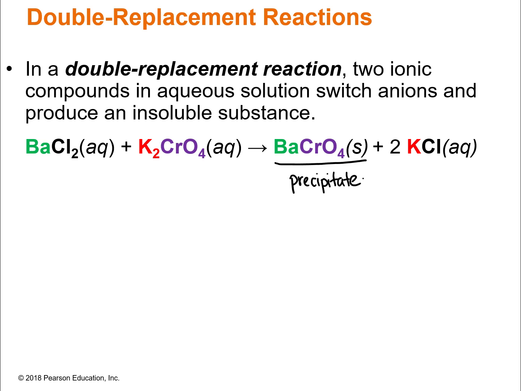Notice how I color-coded so that you can see where the different anions end up. The barium starts with the chloride and ends up with the chromate after you mix these two things. The potassium started its life partnered with the chromate. After you mix, it's now partnered with the chloride. Still aqueous, but we form a precipitate, something that's not soluble.